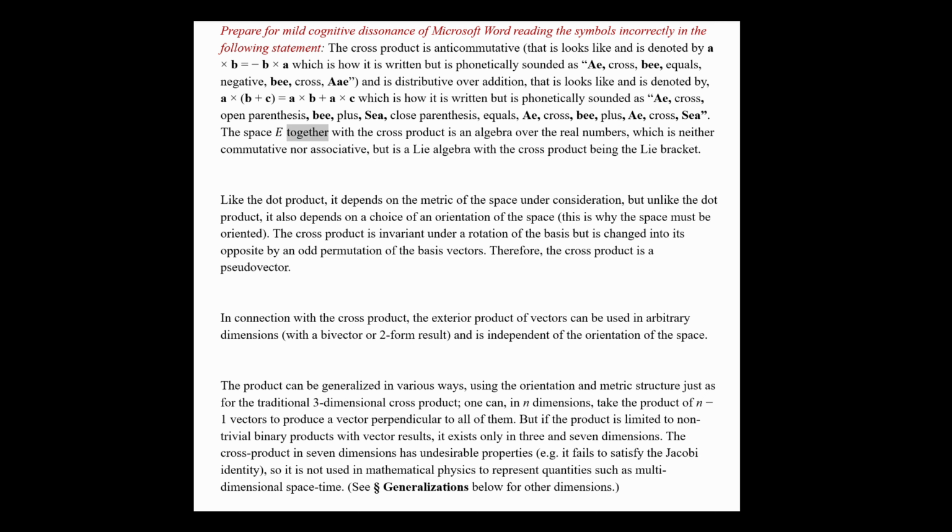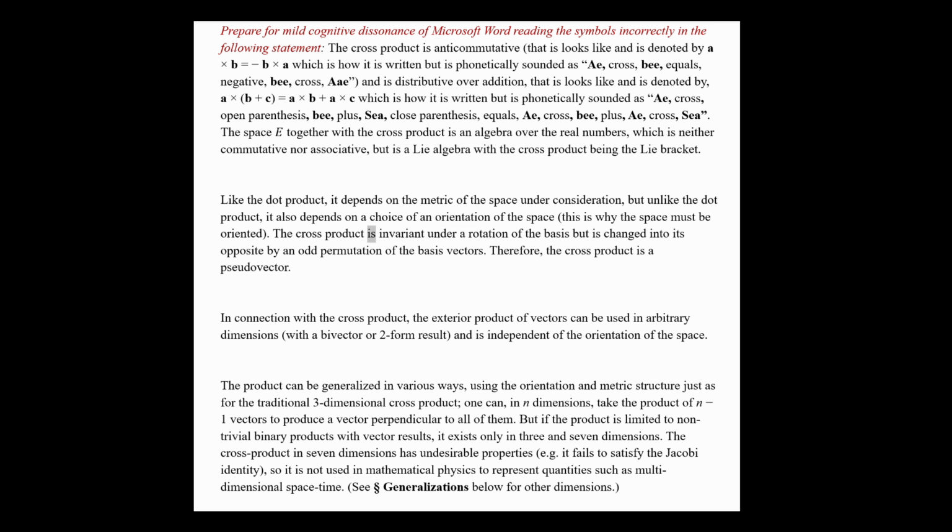The space cap E together with the cross product is an algebra over the real numbers, which is neither commutative nor associative, but is a Lie algebra with the cross product being the Lie bracket. Like the dot product, it depends on the metric of the space under consideration, but unlike the dot product, it also depends on a choice of an orientation of the space. This is why the space must be oriented.